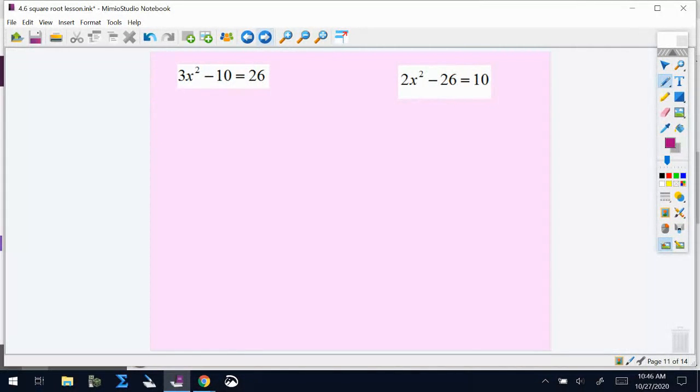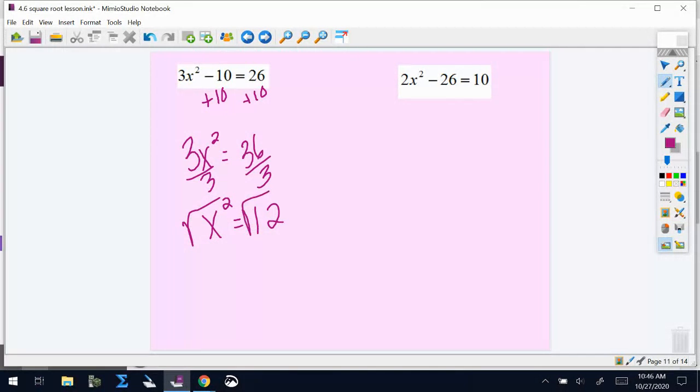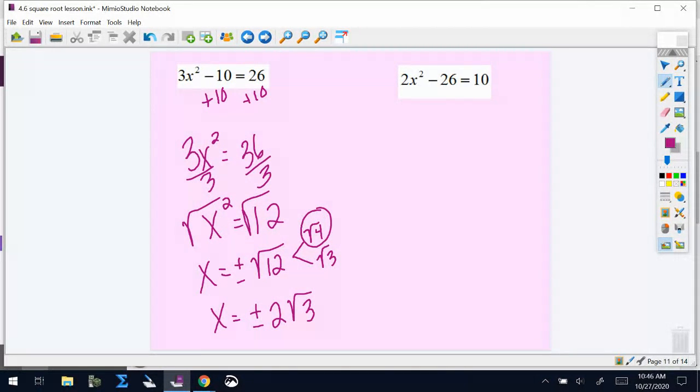Go back to a couple that don't have parentheses to make sure you're good with these. So I want to isolate the x squared, so I'm going to add 10. So I get 3x squared equals 36. Divide by 3 to get rid of the 3 in front of x squared. So I get x squared equals 12. I'm ready to take the square root of both sides. So I get x equals plus or minus the square root of 12. And 12 does break down. It breaks down into 4 times 3. 12 isn't a perfect square, but it does have a perfect square factor. So my final answer is plus or minus 2 root 3. The 2 comes from taking the square root of 4.